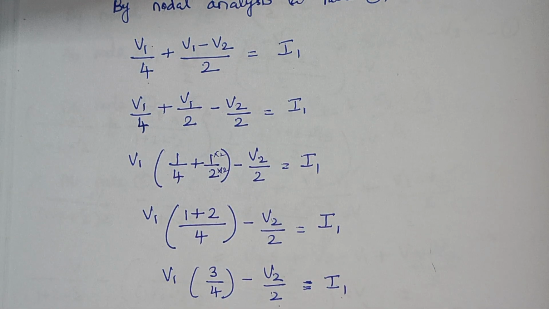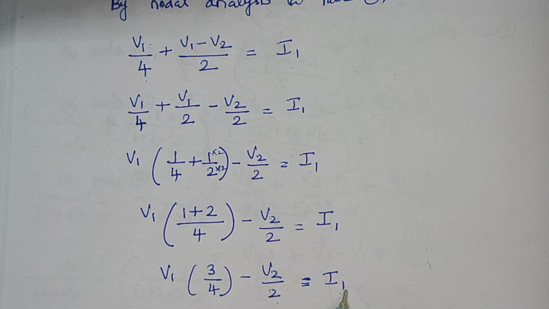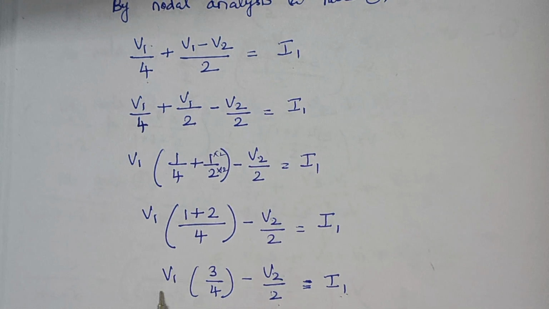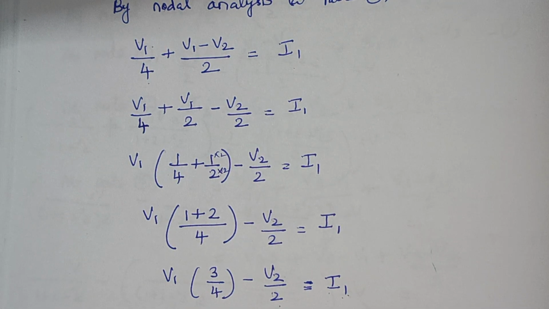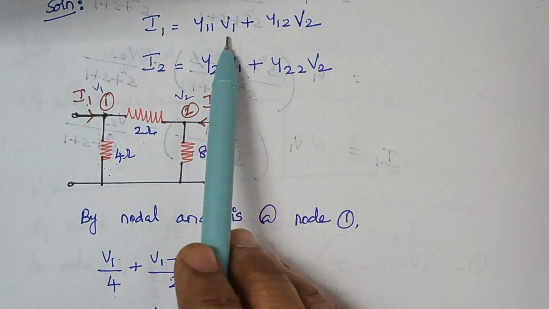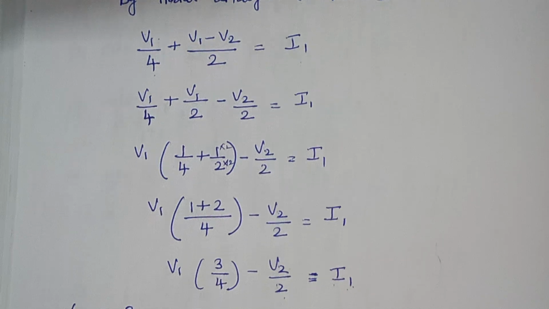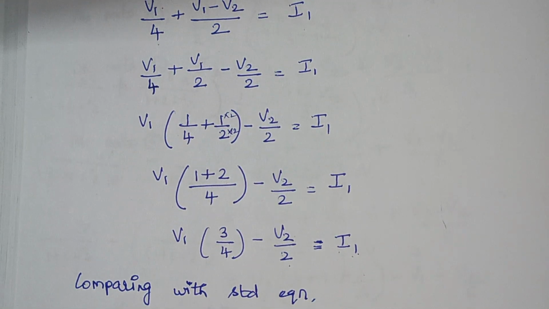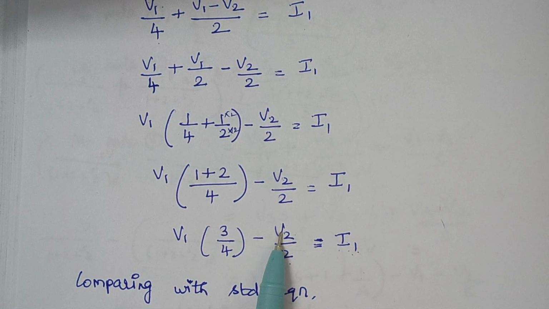So now you see here we have V1 and V2 and here we have I1. So we can compare this equation with the standard equation. So what is the standard equation? Here you see, here we have I1 in terms of V1 and V2. Similarly, here we have calculated an equation, you see, I1 in terms of V1 and V2. Right.